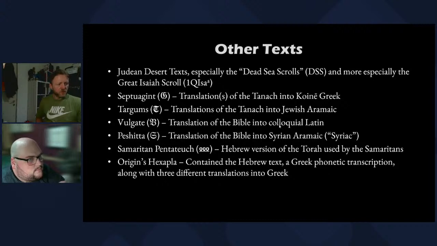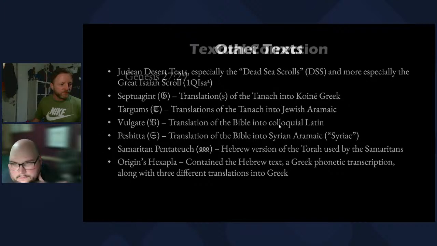Mm-hmm. And then there's Origen's Hexapla, which we wish that we had today. We still have portions of it, but not all. It was a 6-column document that included the Hebrew and the 3 different translations into Greek and a phonetic representation and an amazing text that I wish we had today, but we don't.